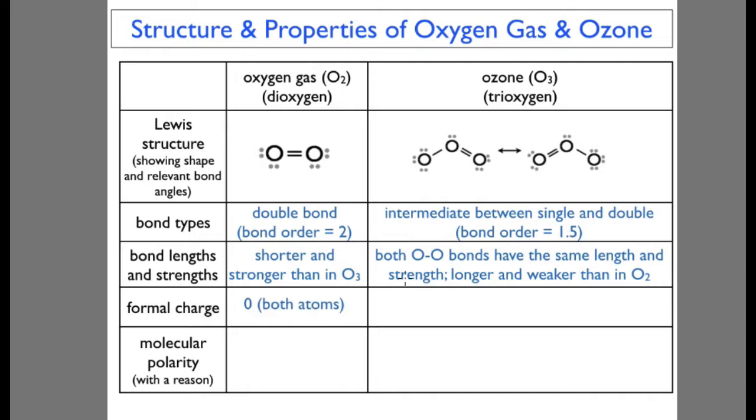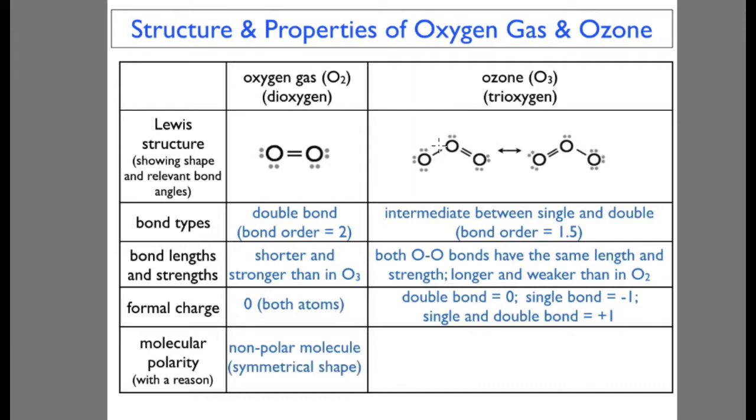Formal charge is 0 on both atoms in dioxygen. In ozone, the double bond oxygen is 0, the single bond oxygen is -1, and the central oxygen with the single and double bond is +1. The molecular polarity: dioxygen is a non-polar molecule with a symmetrical shape, and ozone is a slightly polar molecule. It's asymmetrical in shape due to the lone electron pair on the central oxygen atom.